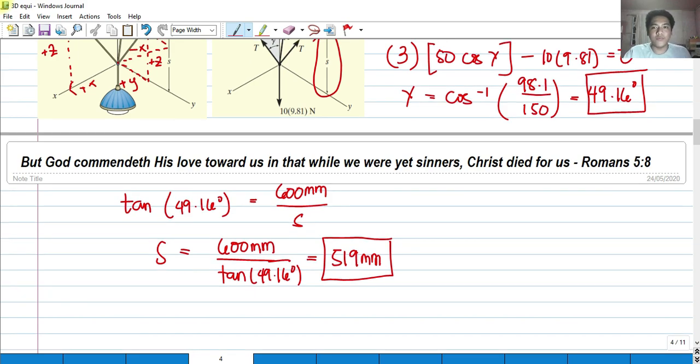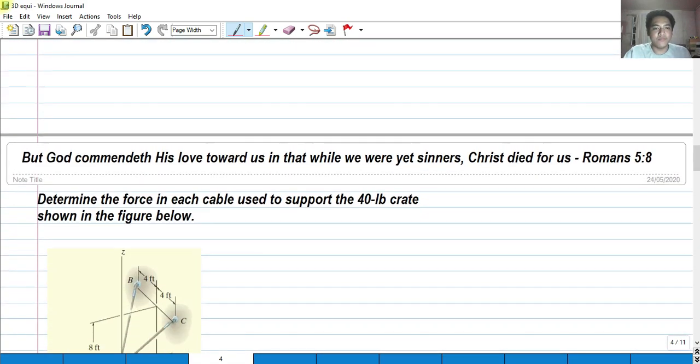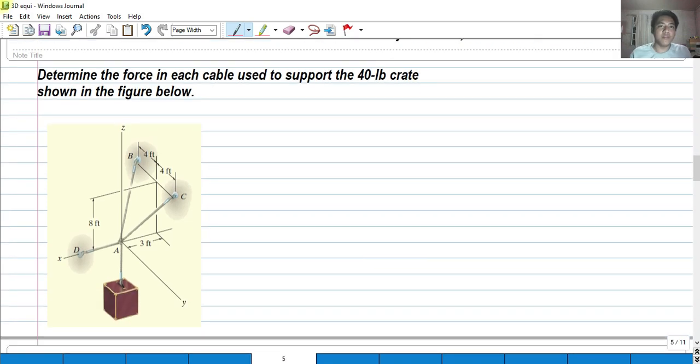Okay, let's proceed with the third example. For the third example, determine the force in each cable, cable AB, cable AC, cable AD, used to support the 40-pound crate shown in the figure below. So we need to determine the forces in each cable.